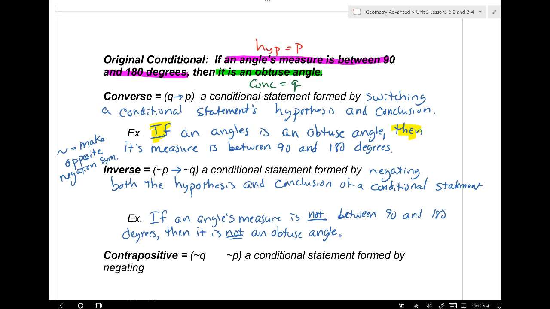By the way, is that still true? Yeah, because if it's not between those two, then it can't be obtuse. Yes, ma'am. But what if you have like 100? Is that between 90 and 180? So it says if it's not between those two, then it's not an obtuse angle. If it's 190 degrees, we don't call it an obtuse angle anymore.